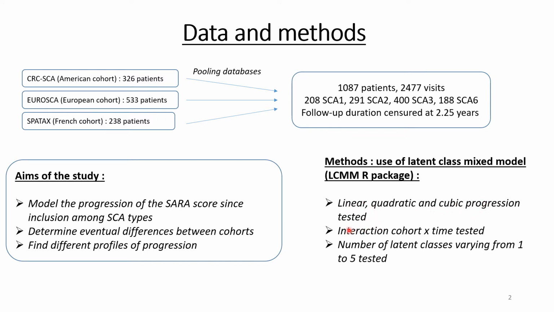We tested the interaction between the time and the cohort to see whether or not there were differences between cohorts. And we tested models with latent classes varying from 1 to 5 to see if there were different profiles of evolution inside the same SCA type.